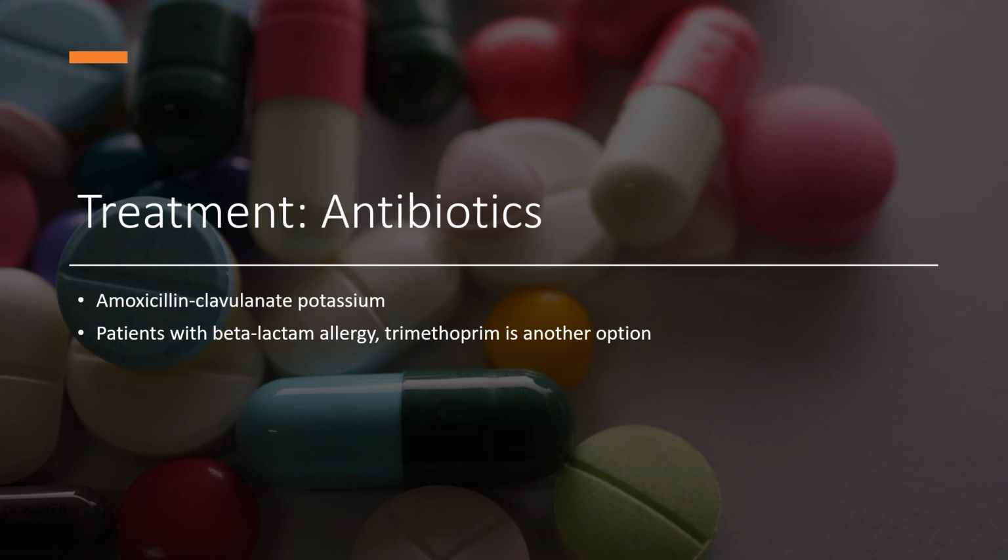Next is treatment. The treatment that is normally used is antibiotics. The first one I'll talk about is amoxicillin clavulanate potassium. The mechanism of action for amoxicillin clavulanate potassium involves inhibiting bacterial cell wall synthesis, thereby stopping the growth of bacteria.